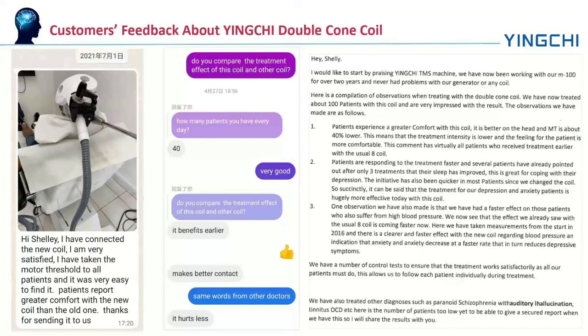These are some feedbacks from customers who have tried the YINGCHI double cone coil. They have recommended this coil, and they are looking forward to using it in other indications such as schizophrenia with auditory hallucination, tinnitus, and OCD. Some have already tried this coil in many patients, and they said it helped patients benefit earlier, and it has better contact, so it can achieve better results.